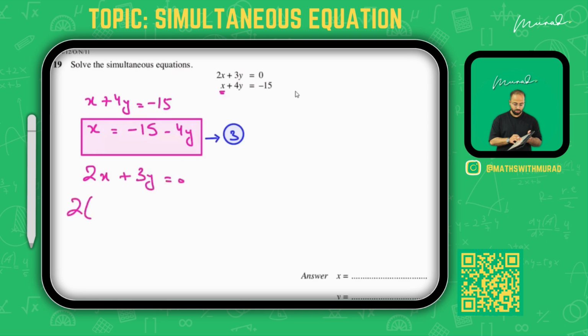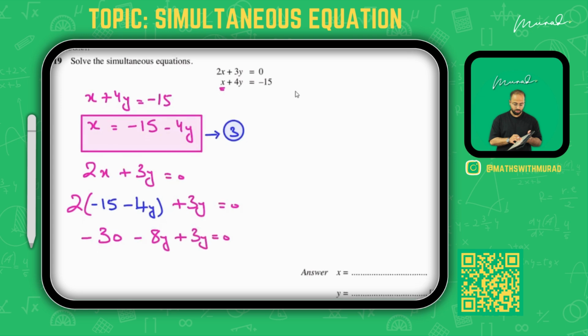So I'm going to replace x with negative 15 minus 4y, plus 3y equals 0. So 2 multiplied by negative 15 becomes negative 30, and 2 multiplied by 4 becomes 8y, plus 3y equals 0. So now I'm going to solve it. So it becomes negative 5y, and I shift 30 to the other side, so it becomes positive. So y equals 30 divided by 5, equals 6. So now it becomes y equals negative 6.